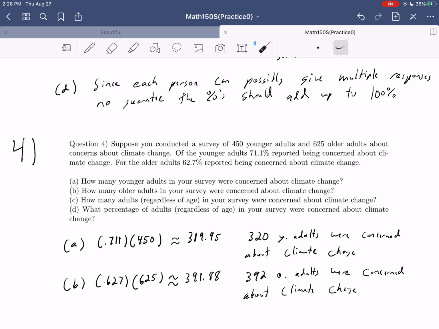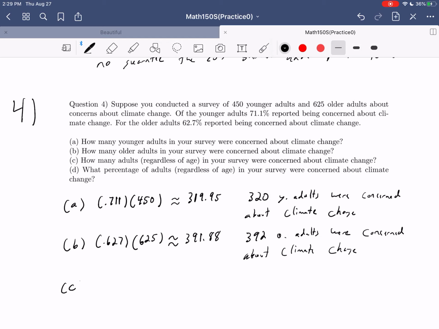All right, perfect. So we now know that in our actual survey, 320 out of the 450 younger adults were concerned about climate change, whereas 392 of the older adults out of the 625 were concerned about climate change. Notice that we had more older adults concerned about climate change, but it's a lower percentage because we talked to more older adults overall. That's why percentages are such a powerful way of understanding things. If you looked at 320 versus 392, you might think that older adults were more concerned. But of course, you have to look at it out of how many people you talk to. That 71.1% really tells us that the younger adults were more concerned. All right.